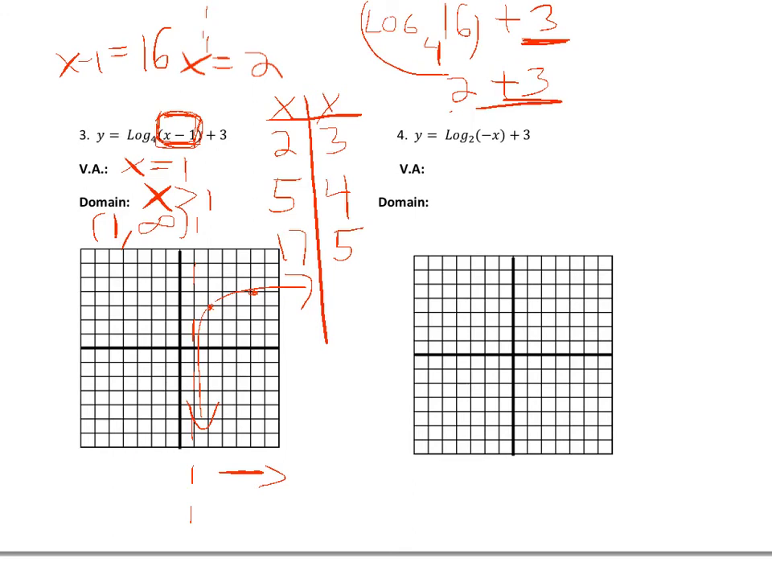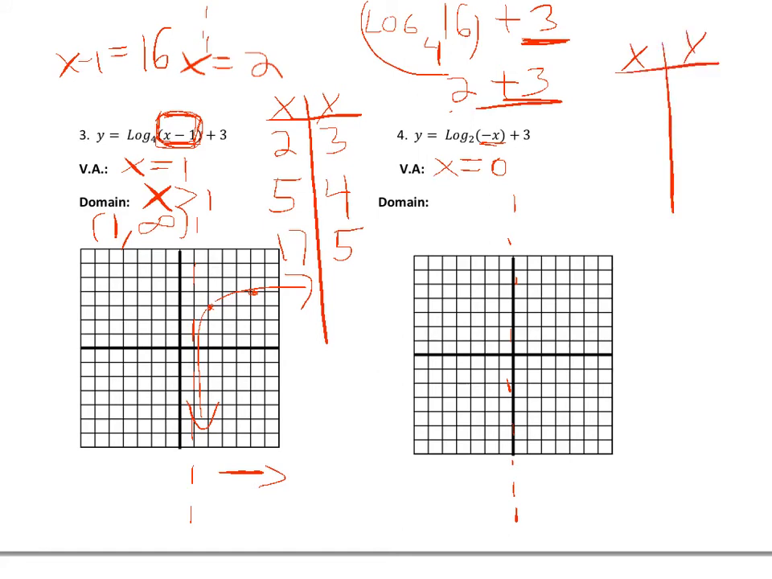Okay, let's do number 4. You know what, let's do number 4, and then we'll call it quits. The rest we'll do in class tomorrow. Okay, the VA, if we look at this one right here, there is no horizontal shift. It's negative x. So if there's no horizontal shift, the VA is automatically x equals 0. So it's never going to hit the y-axis. That's x equals 0. Okay, now let's make our little xy chart.